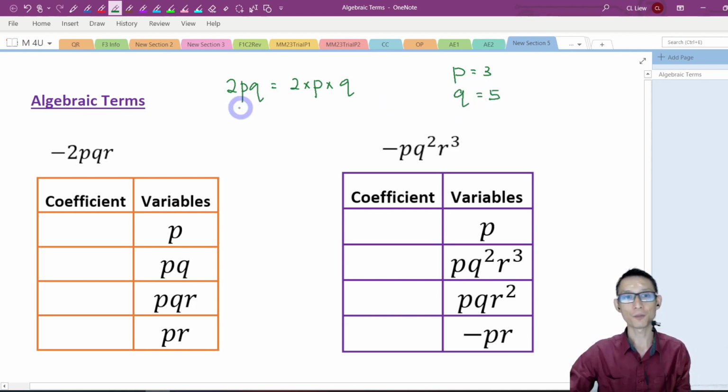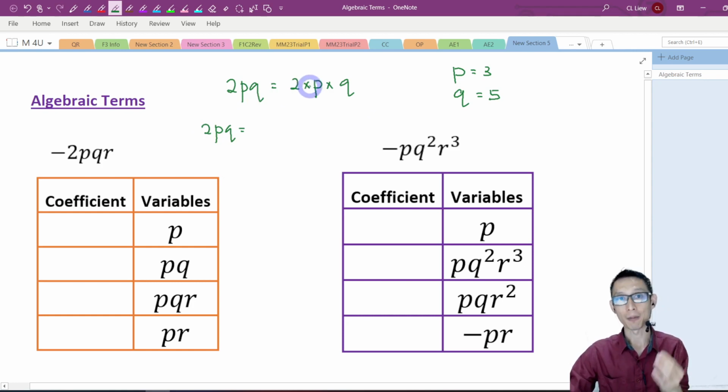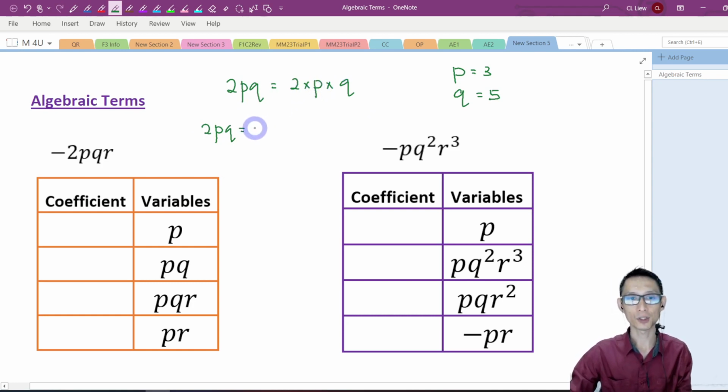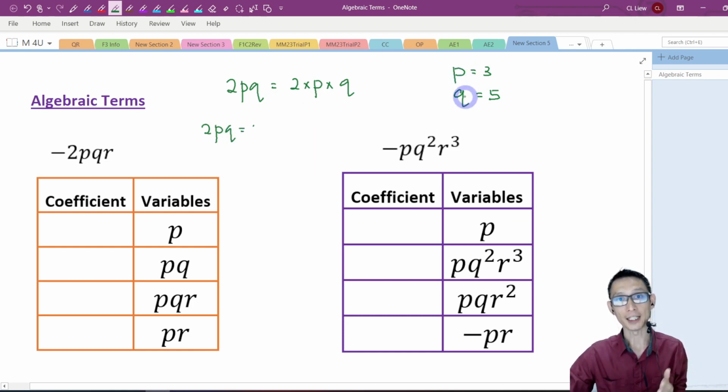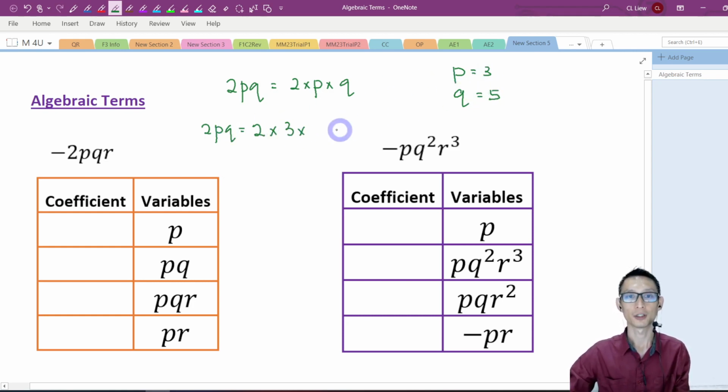It's actually very simple. Let me write 2pq first. Since you know that 2pq is 2 times p times q, you can just calculate the value of 2pq when the values of p and q are given to you. Now 2 times p, we know that p is equal to 3, times q is equal to 5. This is equal to 30.